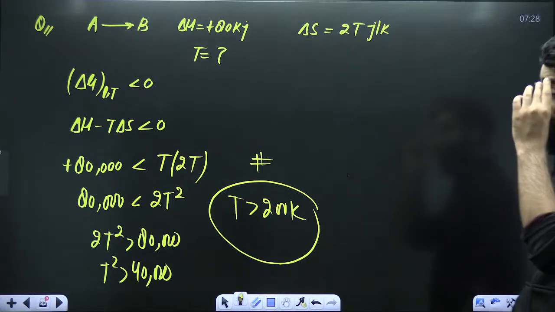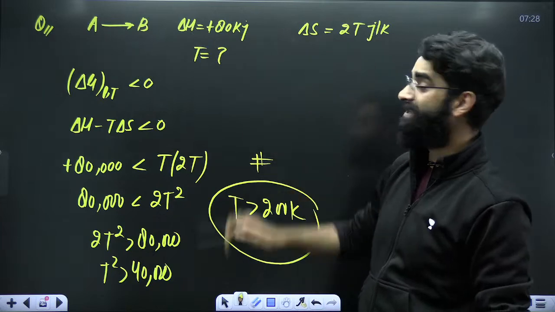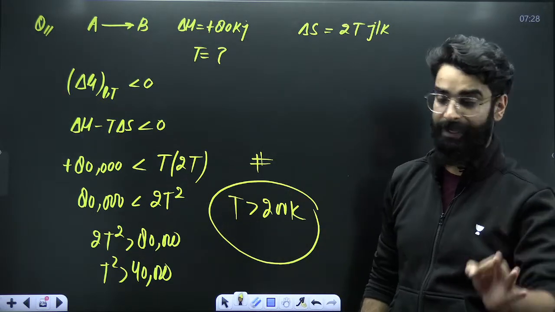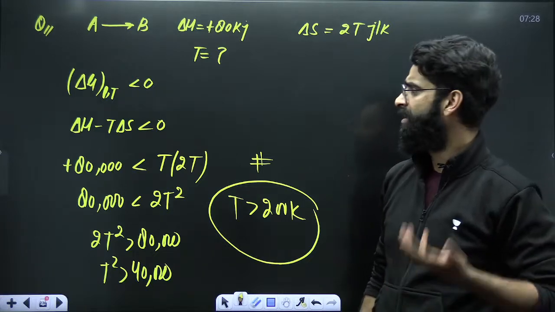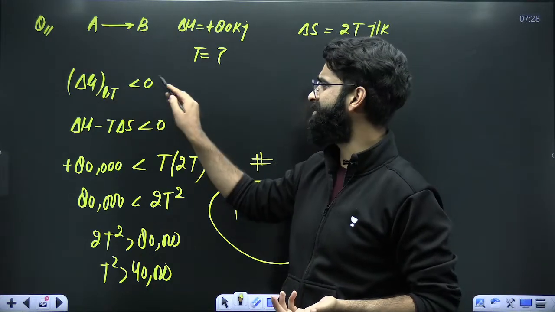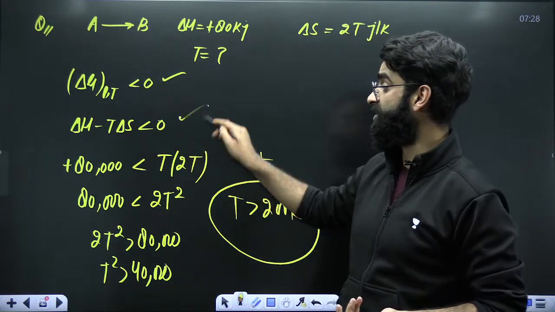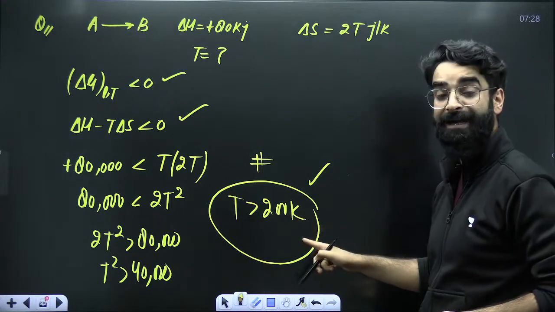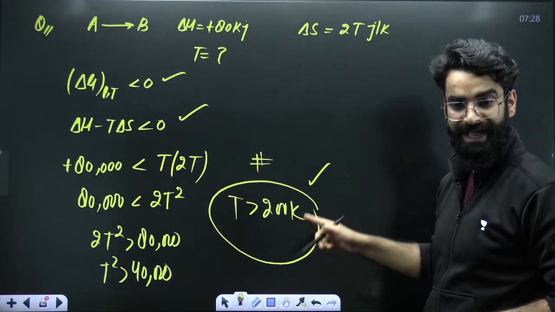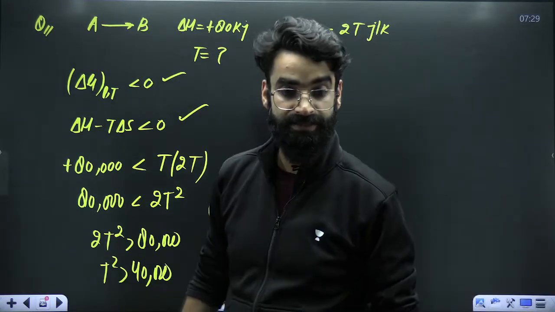Check it out. I gave you one process whose delta H is given, whose delta S is given. I'm asking you to calculate the temperature at which the process will be spontaneous. For the process to be spontaneous, delta G for the system at constant pressure and temperature has to be negative. So delta H minus T delta S has to be negative. When you do the calculation, finally you are getting temperature should be greater than 200 Kelvin. So temperature has to be greater than 200 Kelvin, then only the process will be spontaneous, right?